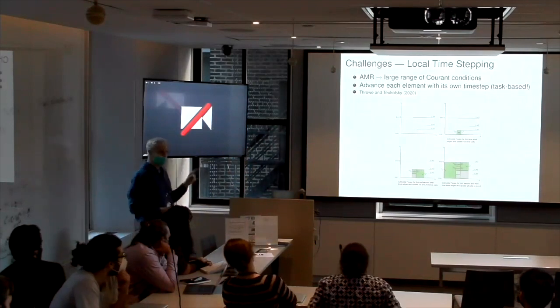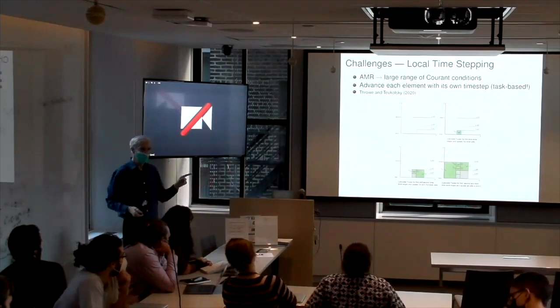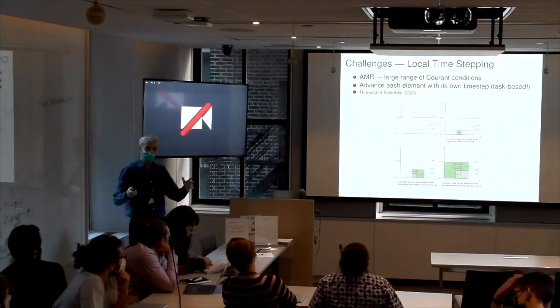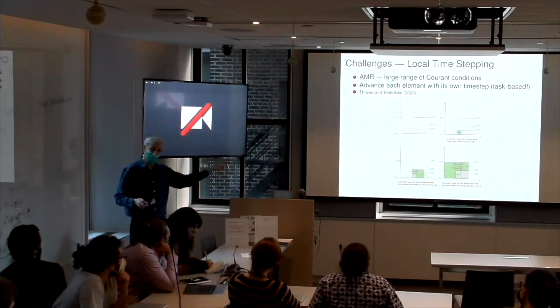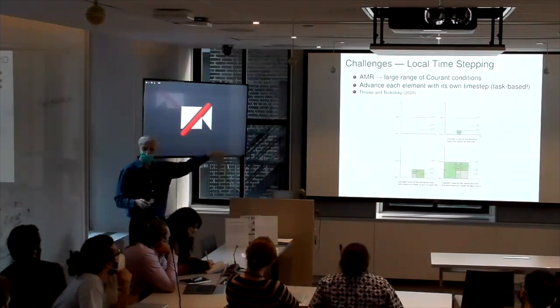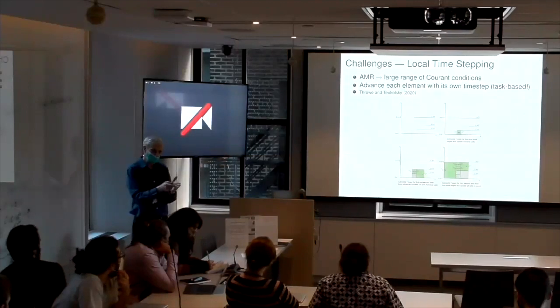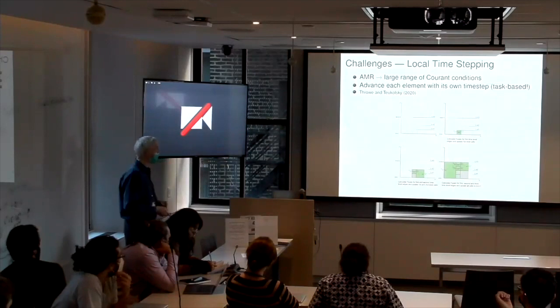With task-based parallelism, you can avoid that, right? Because what you do is you have those other cores do some other useful task, while where the delta t is small, you advance that.